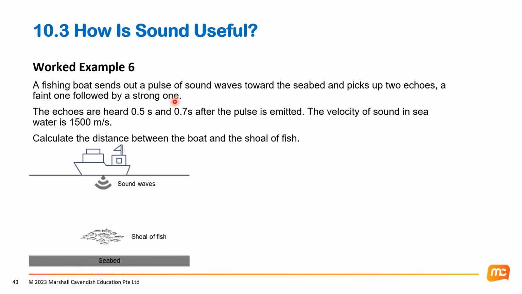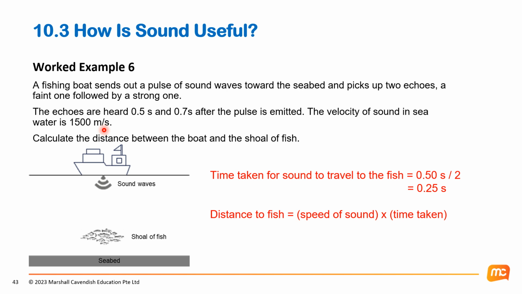So the echoes are heard at 0.5 and 0.7 seconds after the pulse is emitted, and we have the velocity of sound in seawater being 1,500 meters per second. To calculate the distance between the boat and the shoal of fish, the same method is used. We divide the time taken by 2, because it only takes 0.25 seconds to reach the shoal and then 0.25 seconds to return. Multiply that by the speed of sound in water and you will get 375 meters.